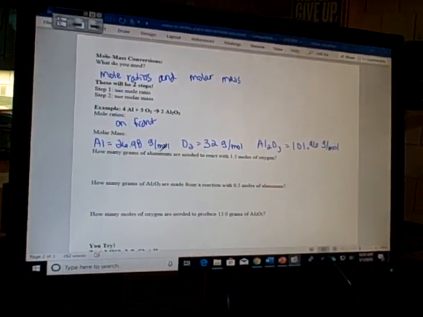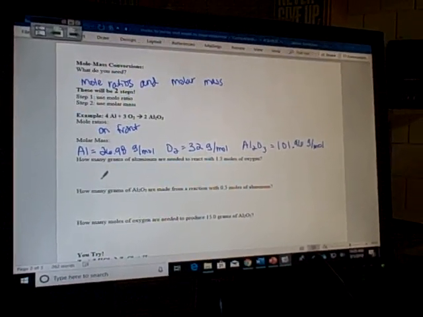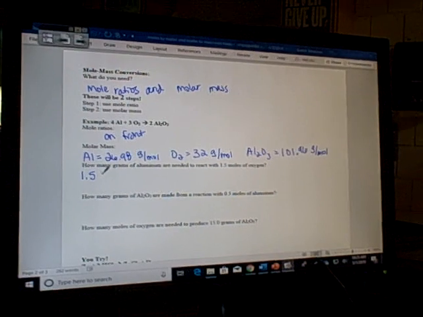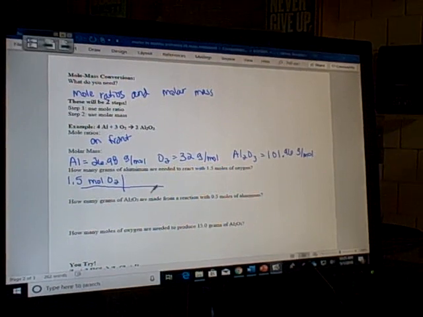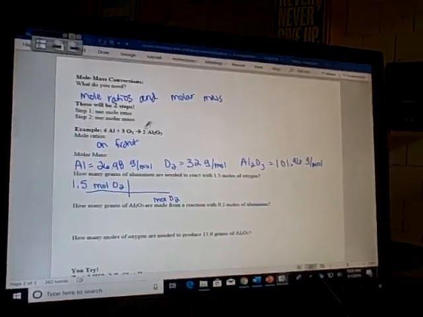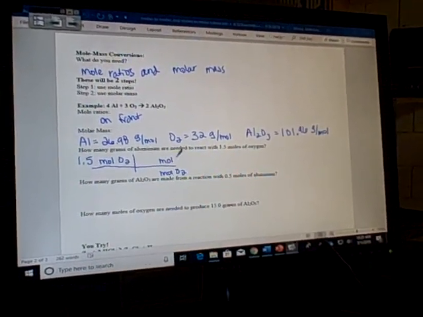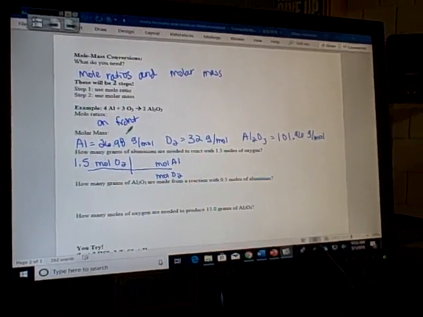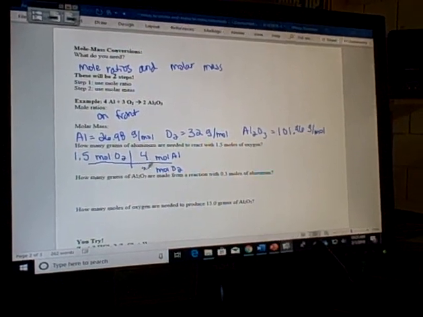Now, we have all this information that we need to solve the next few problems. So let's see what we have. How many grams of aluminum are needed to react with 1.5 moles of oxygen? So I always start with my given, 1.5 moles of oxygen. Okay, I'm trying to get rid of moles of oxygen, so I'm going to put that down here. We want to get to grams of aluminum. We cannot go straight from moles of oxygen to grams of aluminum. Somehow we have to go from oxygen to aluminum first. So that's where our ratio comes in. So I'm going to do moles of aluminum. From your ratios or from your balanced equation, for every 4 moles of aluminum, we need 3 moles of oxygen.